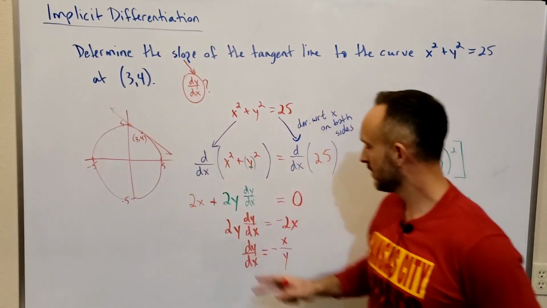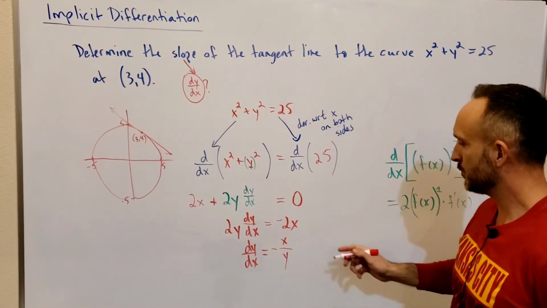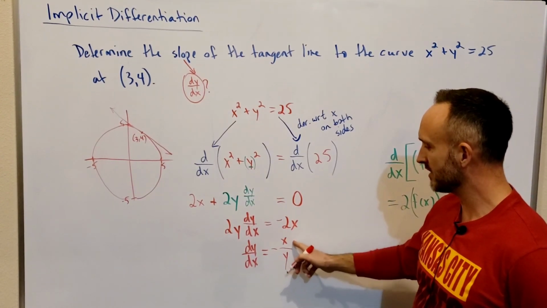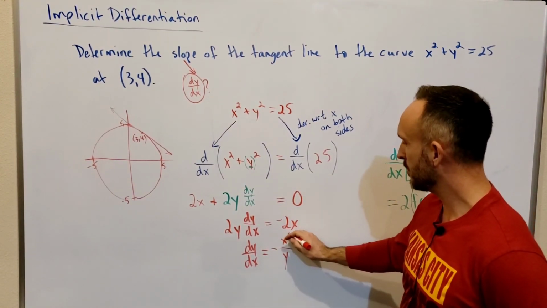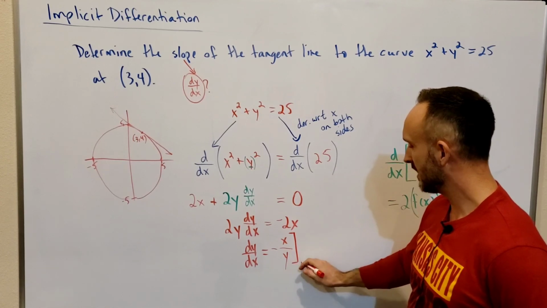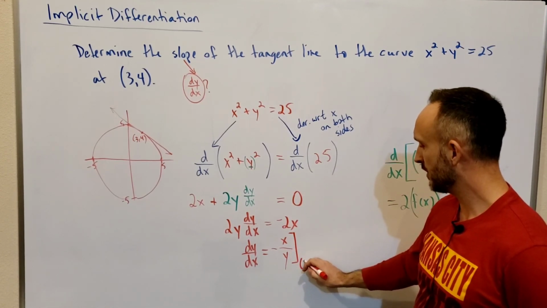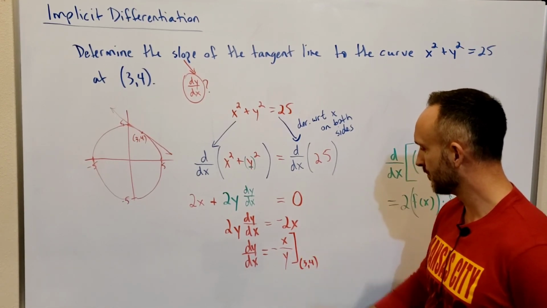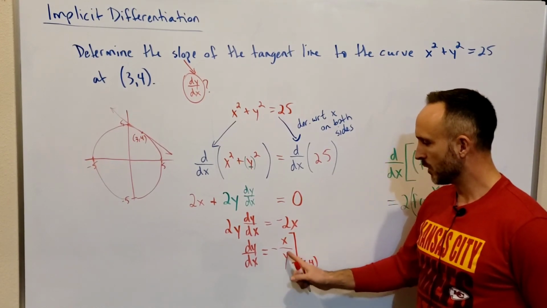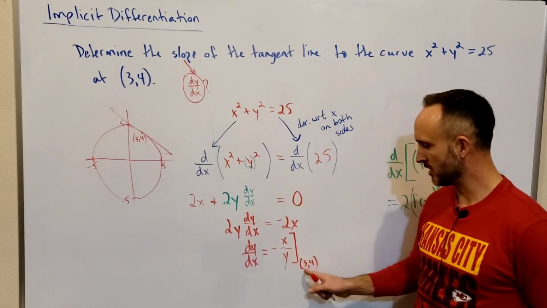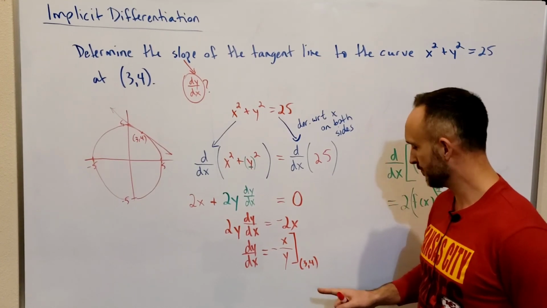Now, what we need to do is find the slope of the tangent line at this particular point. So sometimes what we'll do is we're going to say that we'll evaluate this expression at that point. We might put just a right bracket on it, and in the bottom right corner, we could put the ordered pair 3, 4. And all that means is we're going to evaluate this expression at this x and y value. Okay?